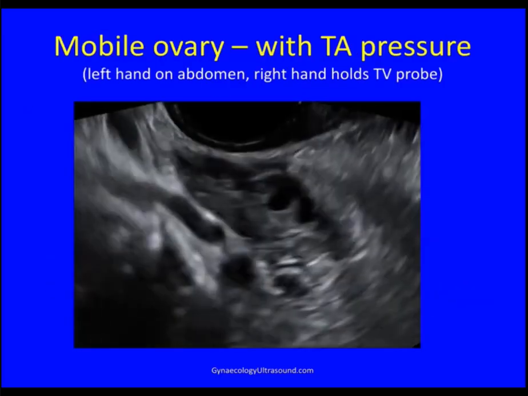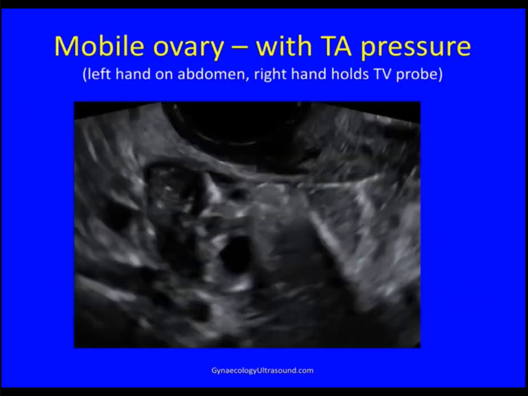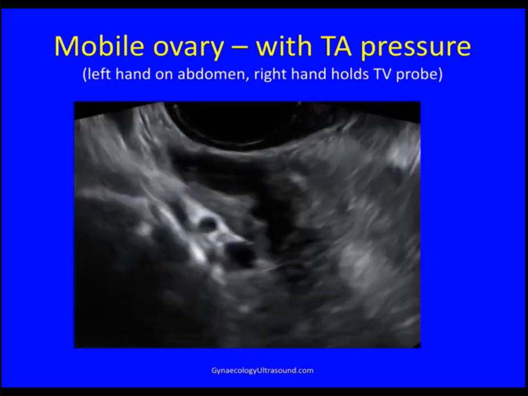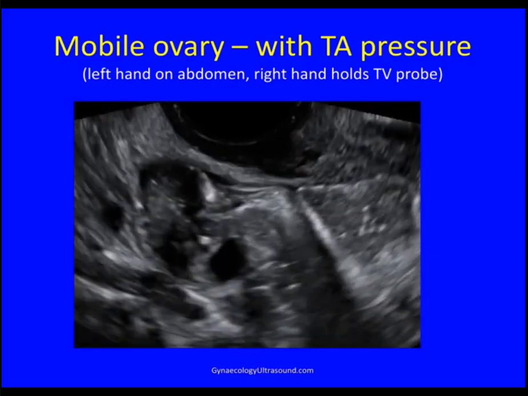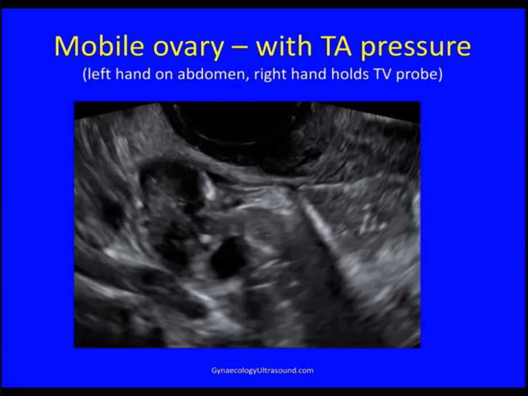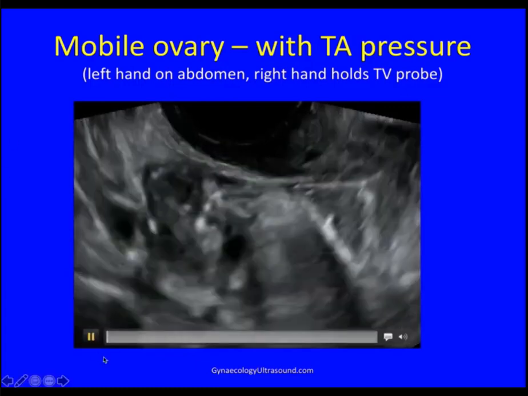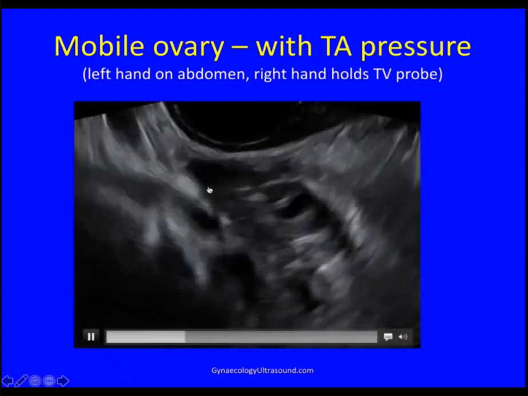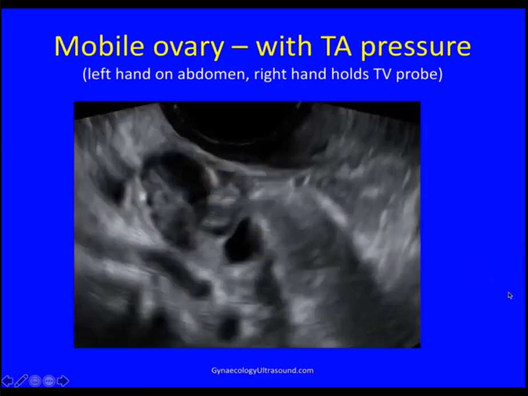For the ovaries, sometimes you need to ballot the ovary. You need to put a hand on the abdomen very gently, just to press the bowel out of the way a little bit, and the right hand's holding the probe. And you can see how this ovary was very mobile. They're not usually that mobile, but it just looks pretty.